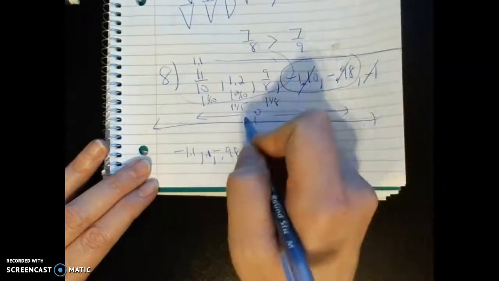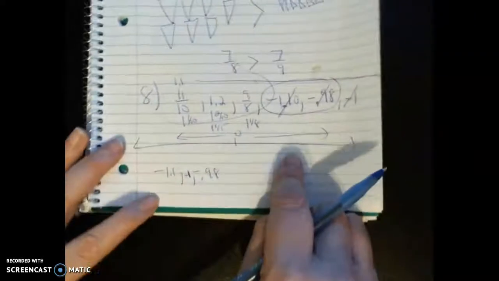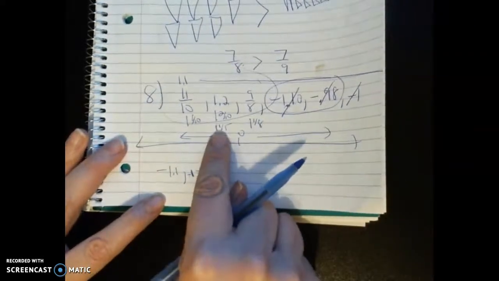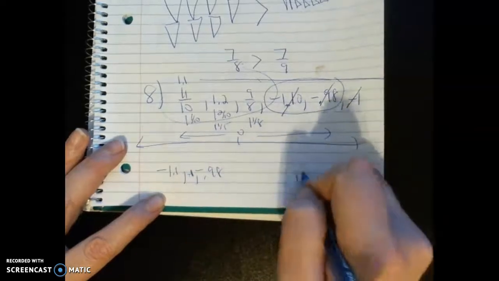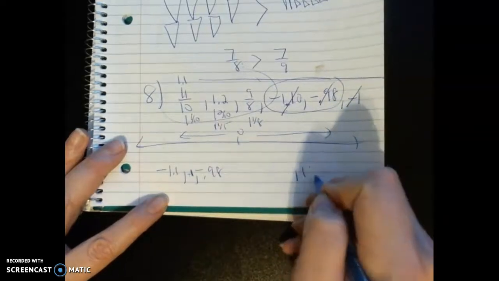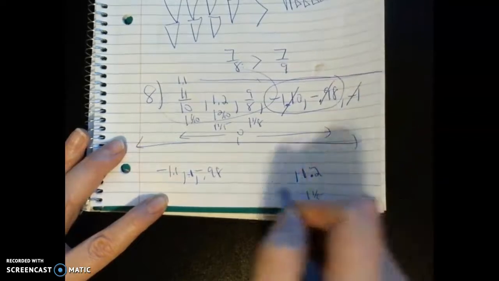So I have one of these. Let's go back to this idea of the denominator. This one has been cut into bigger slices because there's only 5. So these are bigger. So 1 1/5 is bigger, which is the same as 1.2. So that's my 1 1/5.